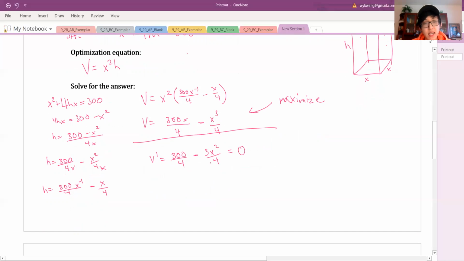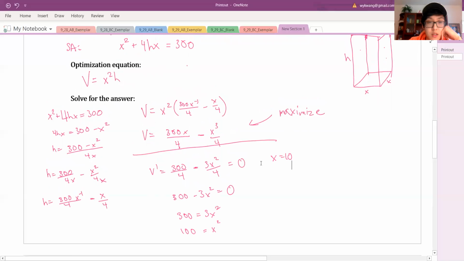Now to find what x is equal to, we're going to multiply both sides by 4, right? So we're going to get 300 minus 3x squared is equal to 0, right? We multiply both sides by 4. The 4's basically just cancel out because we can multiply both sides by 4, and then 0 times 4 is still 0. Right. Now we're going to move 3x squared to the other side, so 300 is equal to 3x squared. So then I'm going to divide by 3, so x squared is equal to 100. So then we have x is equal to 10, right? So x is equal to 10.